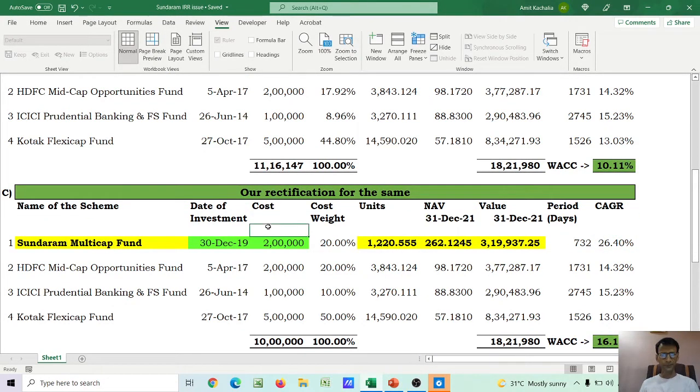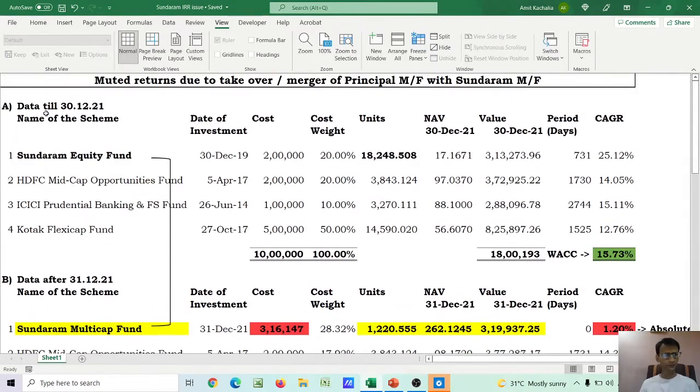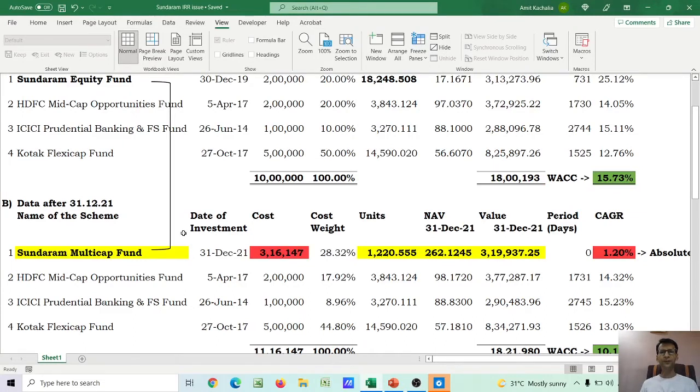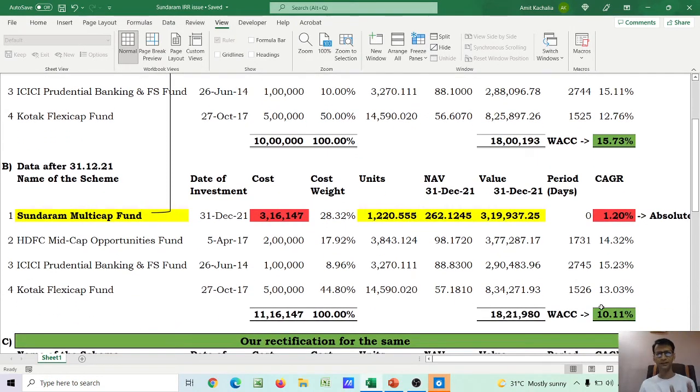So this comparison and this comparison, so A with C is logical. But software everywhere, because the data is being grabbed from KFintech and such other entities, wherein the old data has been swapped, overall I'm not so sure how logical the WACC coming is. Okay. Unless you tweak with this thing. Okay. So this is where the returns are getting muted because of the merger effect.